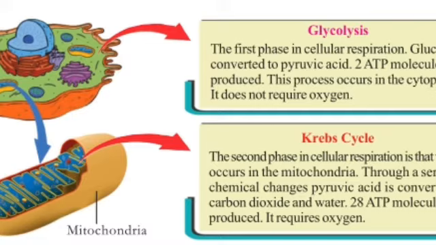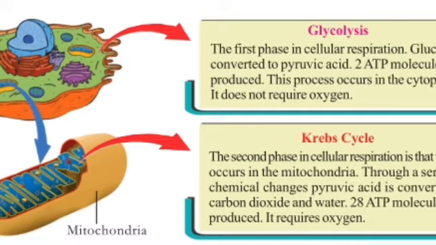Then the second process is called the Krebs cycle. It is the second phase of cellular respiration and occurs in the mitochondria. Through a series of chemical changes, pyruvic acid is converted into carbon dioxide and water. It requires oxygen. How much ATP is produced? Not 2 ATP, 28 ATP molecules are produced.